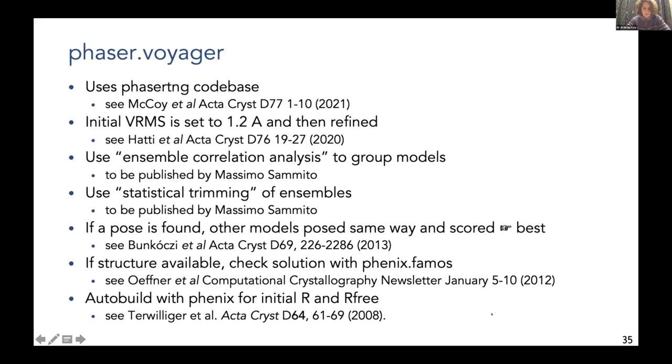It also then uses an ensemble correlation analysis, which is a new analysis that's yet to be published by Massimo, coming soon. It also uses statistical trimming, again, that will be published by Massimo soon. Also, if a pose is found by one model, other models are superimposed in the same way and scored in order to work out which one of those models is the best. That's from an idea originally by Gabor, implemented in his MRAGE pipeline. If a structure is available, then we check the solution with Phoenix.famous, and the information for that is in the computational crystallography newsletter. And then at the end, we auto build with Phoenix to give an initial R value and R-free just to confirm that the solution is correct. Auto build is published by Tom Terwilliger.